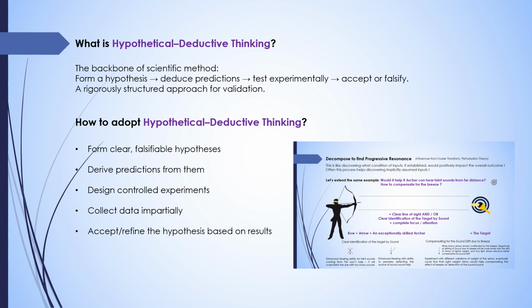Let's return to the archer, but now through the lens of progressive resonance. Suppose the archer believes that aligning posture, breath, release timing, and arrow weight in a particular way will steadily improve accuracy. That belief is not yet a fact. It is a hypothesis. From that hypothesis, we deduce predictions.